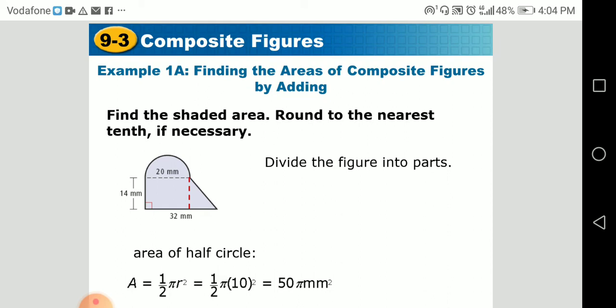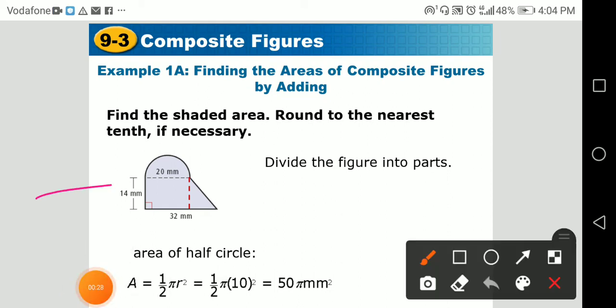So this is the composite figure. Let's see an example here. It consists of more than one shape. We've got a rectangle, a triangle, and a circle.